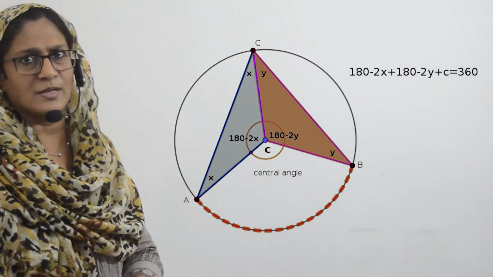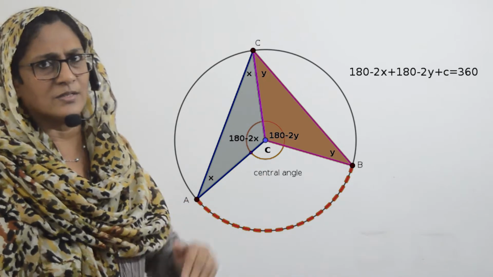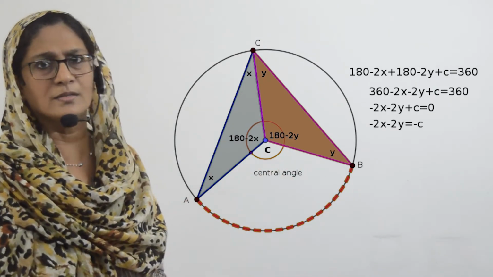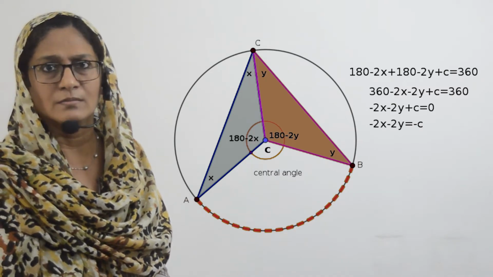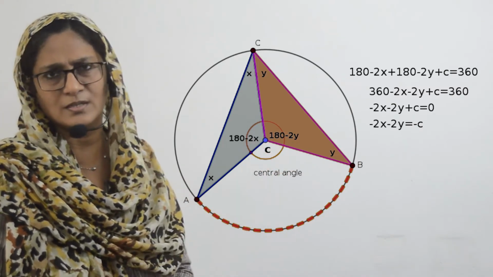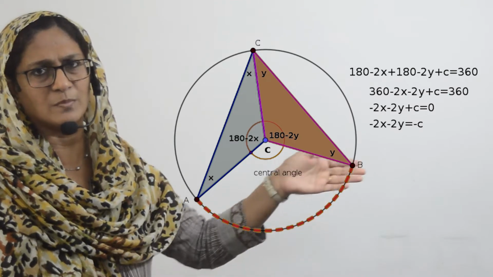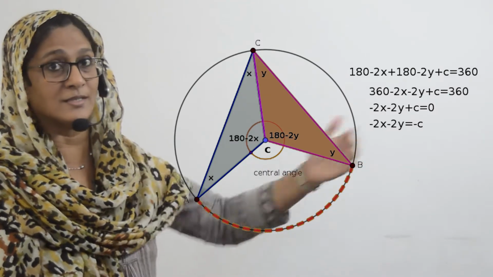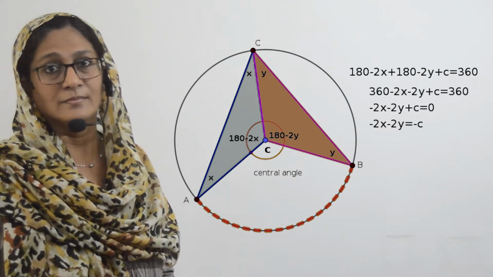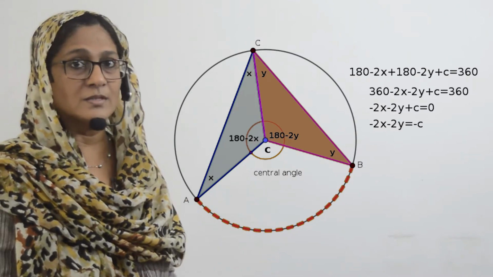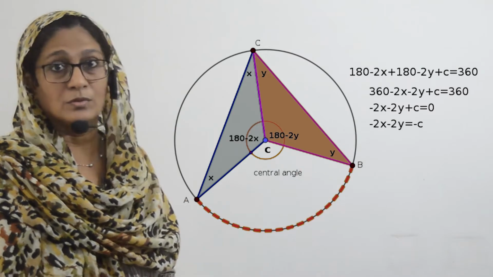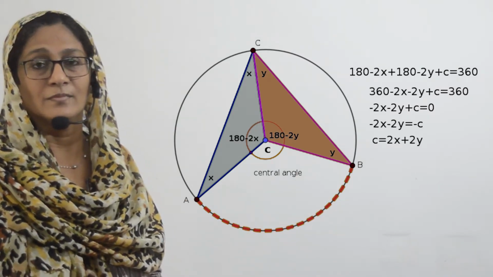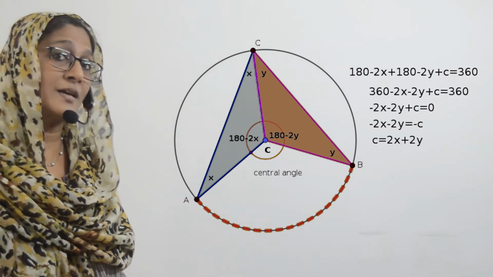From that we deduce that 360 minus 2x minus 2y plus c is equal to 360 degrees. 360 cancels off from both sides and we have minus 2x minus 2y is equal to minus c, taking c that side. In other words, c is equal to 2x plus 2y, or c is equal to 2 times (x plus y).